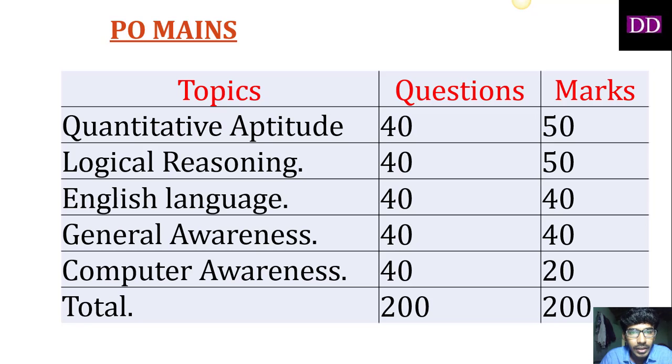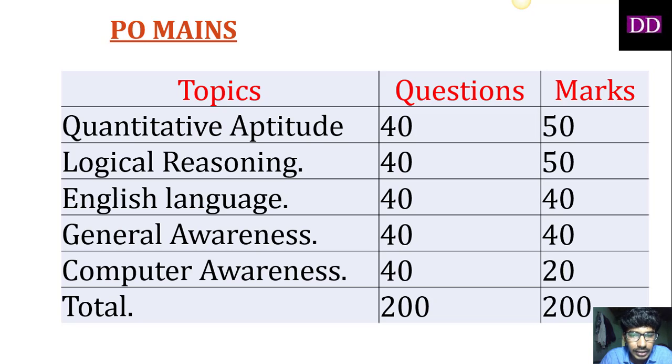Okay, the topics are the same for clerical mains and PO mains, but the only difference is that the marks are different. You will be writing 40 questions in quantitative aptitude, but the mark you will get is 50 marks. Each question carries 1.25 marks. And the same for logical reasoning also: you will be writing 40 questions and the marks will be 50 marks. Each question carries 1.25 marks.